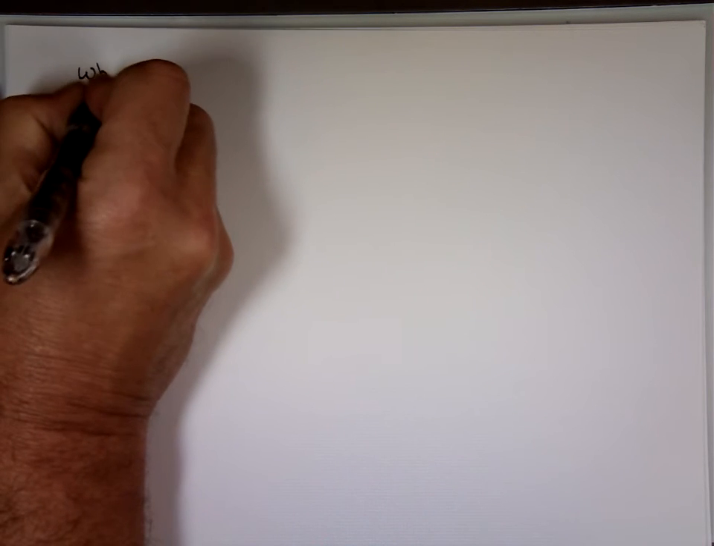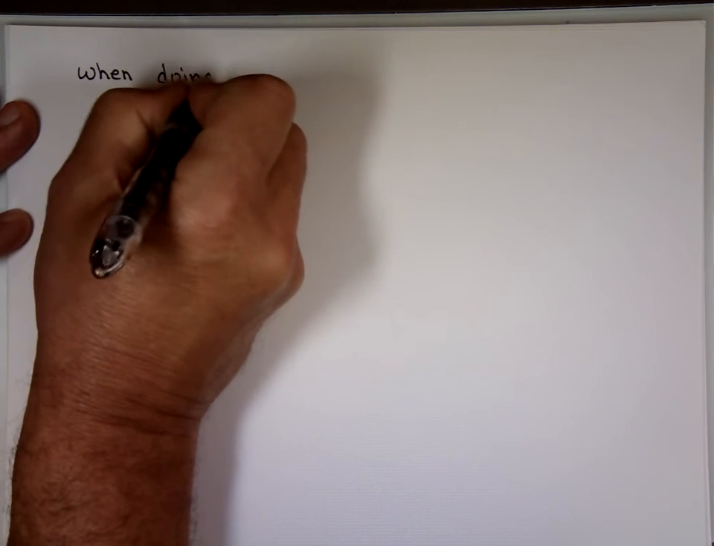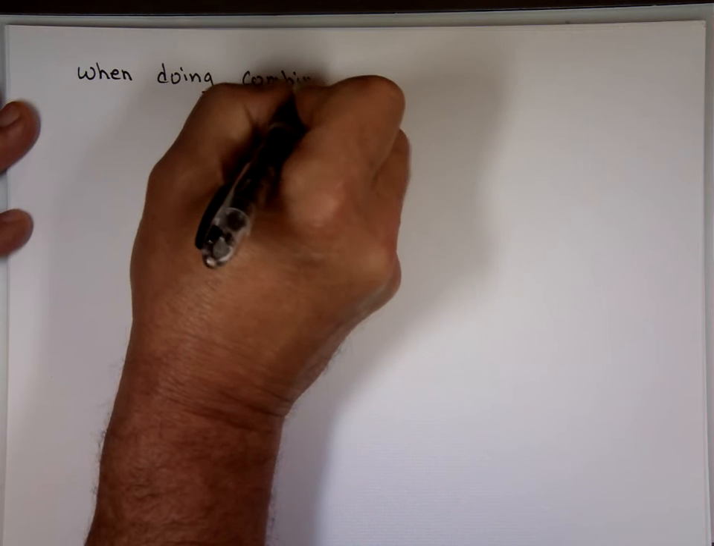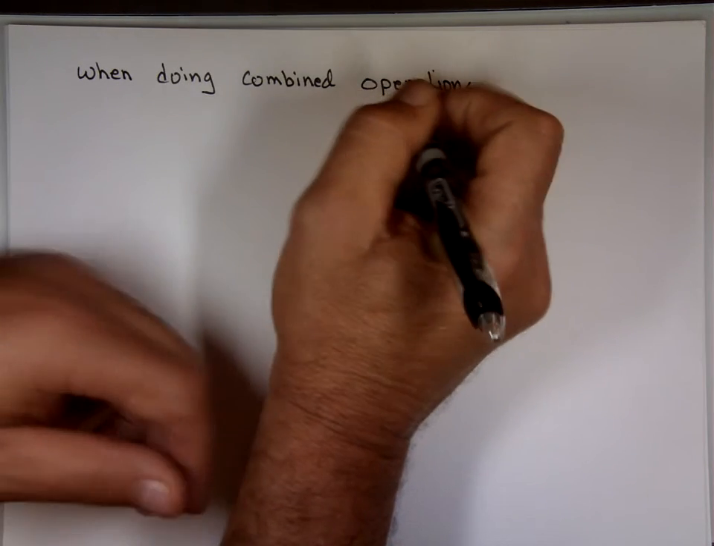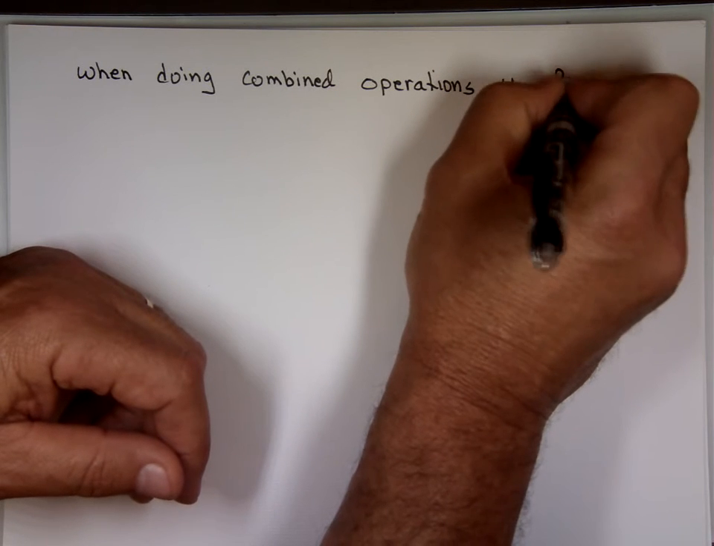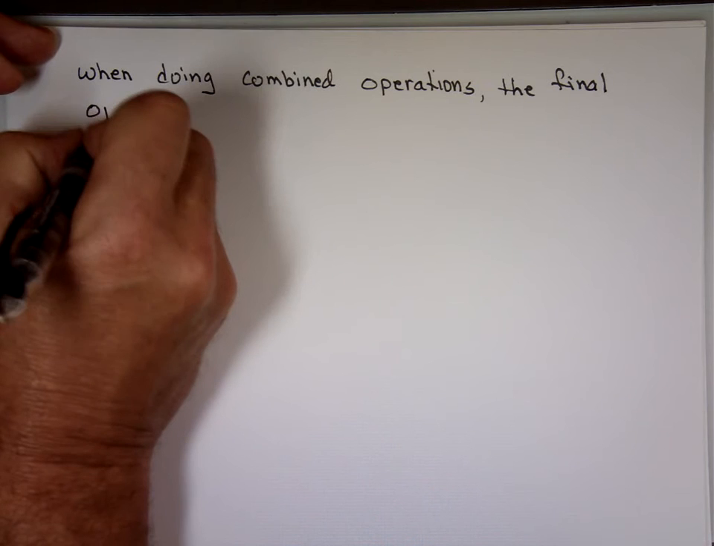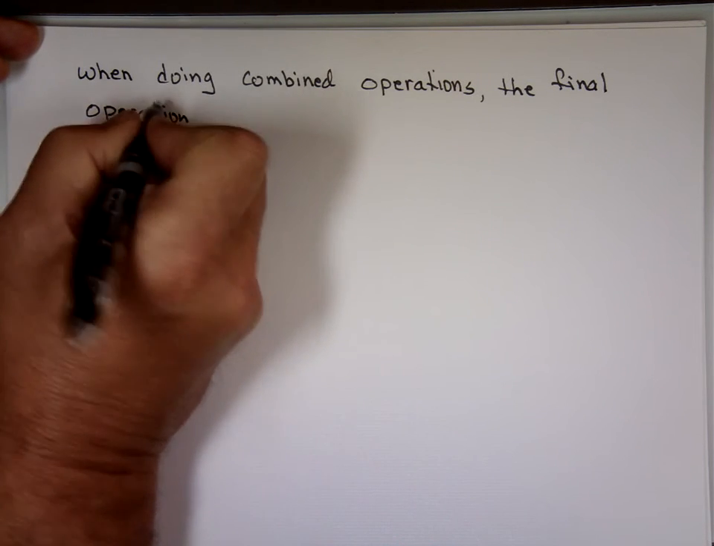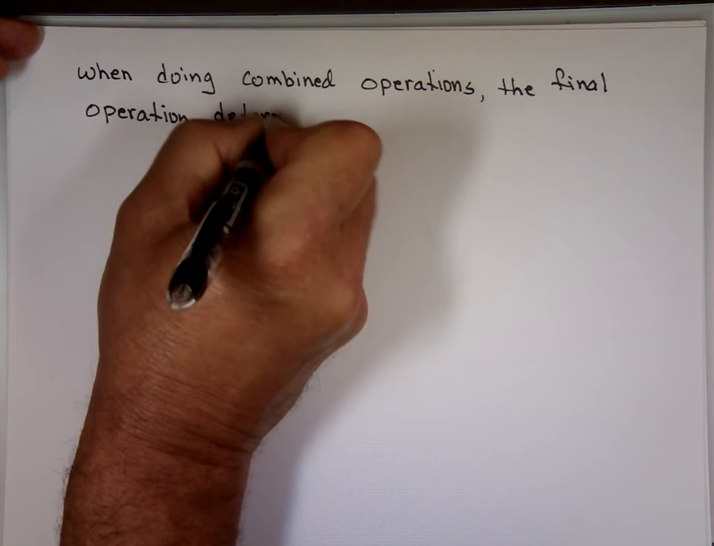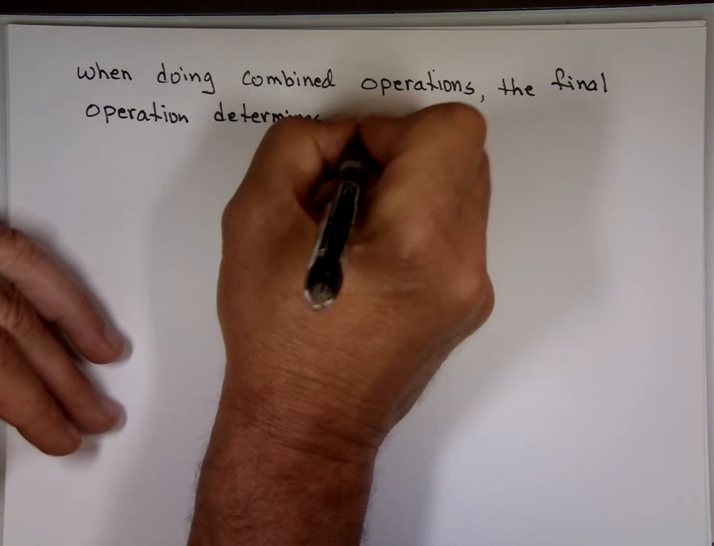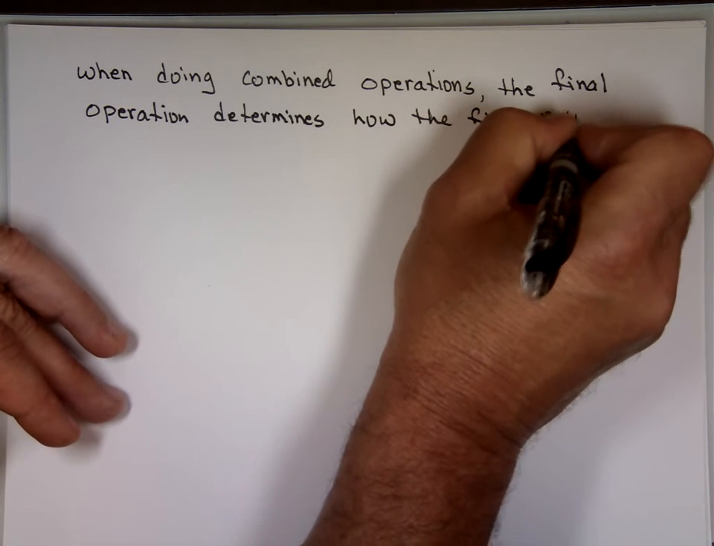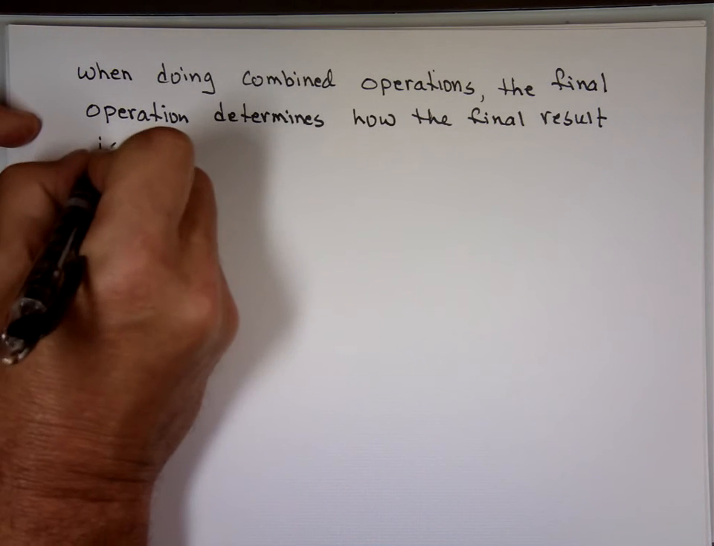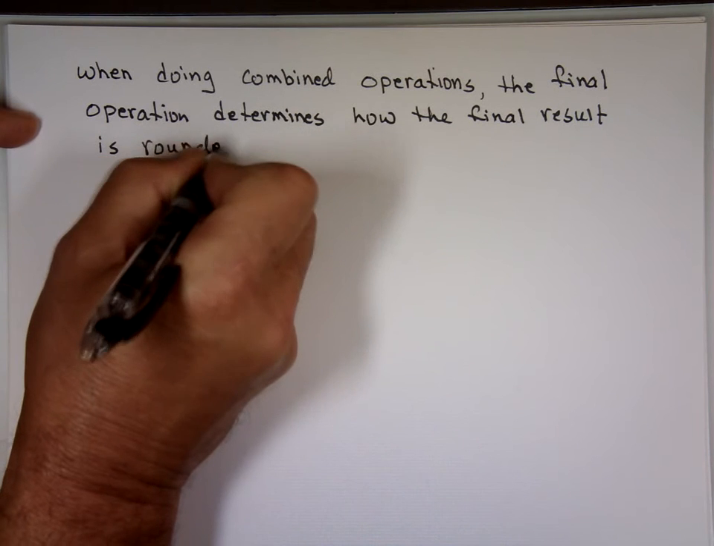So, let me write that up there. When doing combined operations, the final answer, the final operation determines how the final result is rounded. Here's an example.